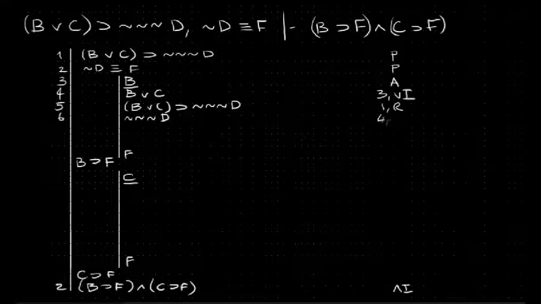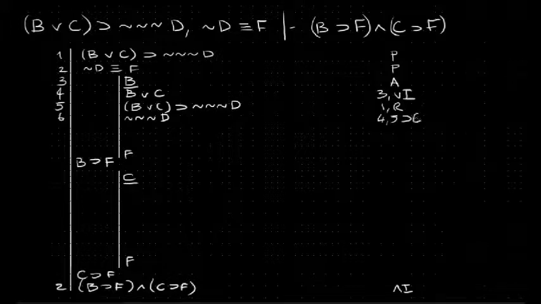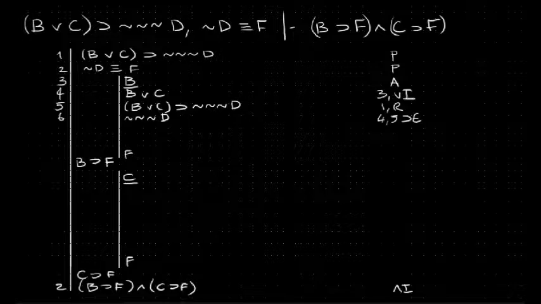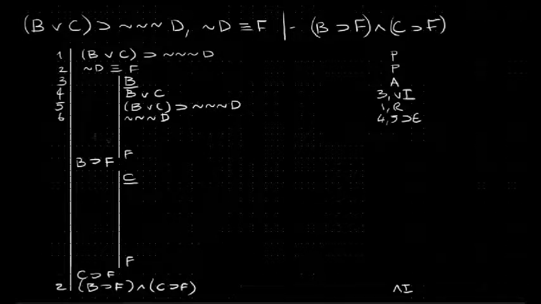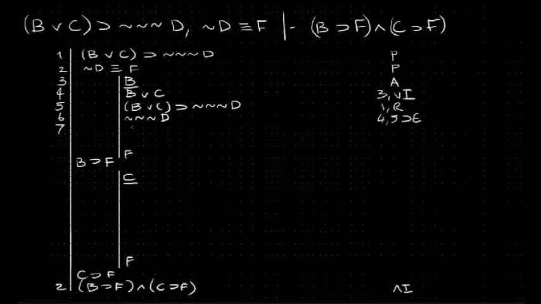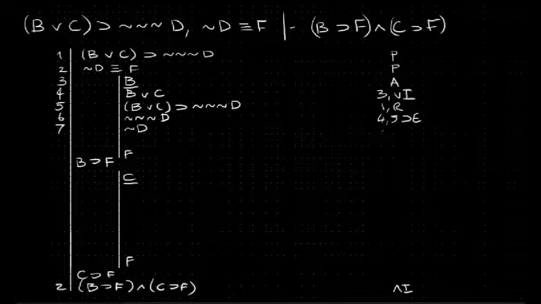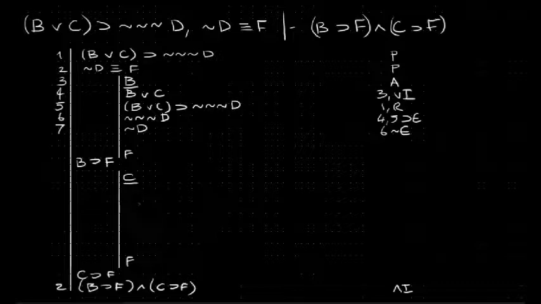So that's 4, 5, conditional elimination. Use the antecedent of this conditional here to derive its consequent. Now that I've got 6, I can get rid of these negations so that I'm left with just not D. So 6 and negation elimination gives me not D.